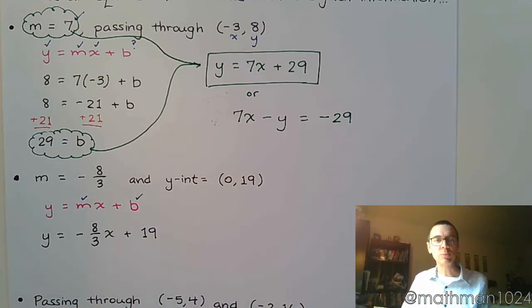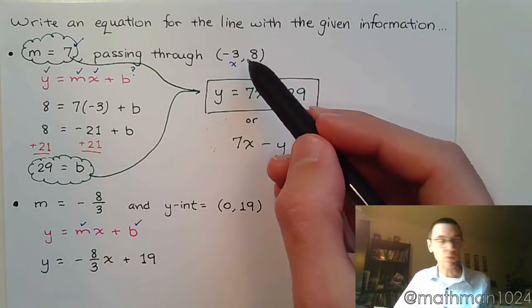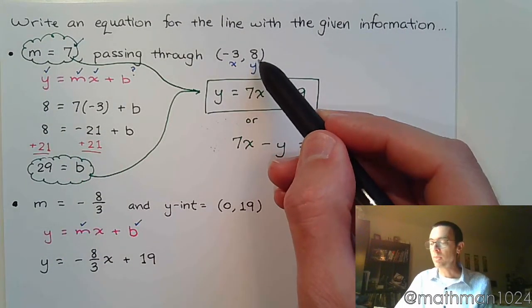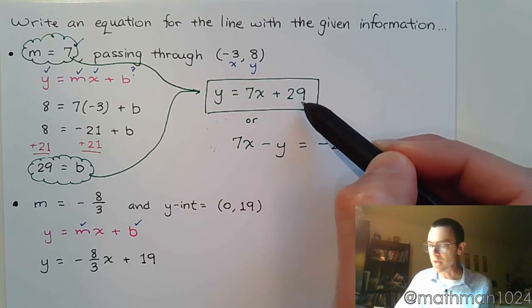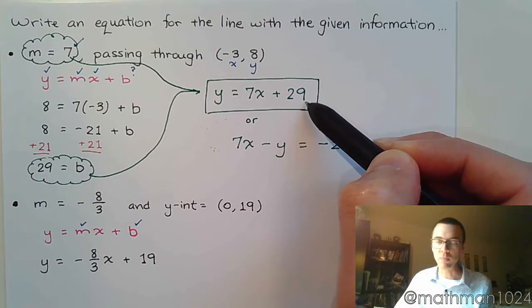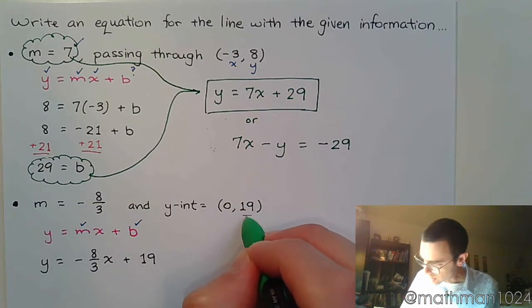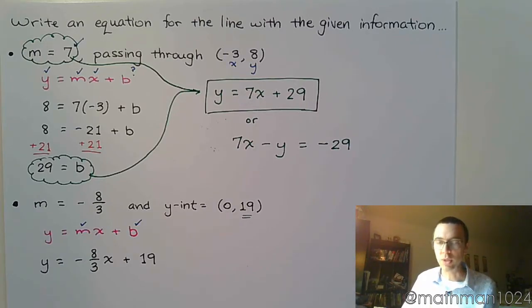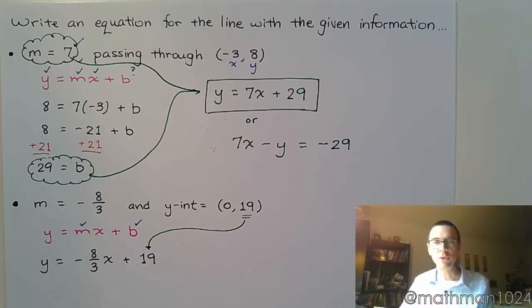So this is unlike the problem that we have at the top of the page, where you were given the slope and you were just given a random point. So this point is not the y-intercept. You see that it doesn't match up with the 29 that we have here. But when you were given the y-intercept, this y-coordinate is that b value that we have right here. And that's only because we were given the y-intercept.